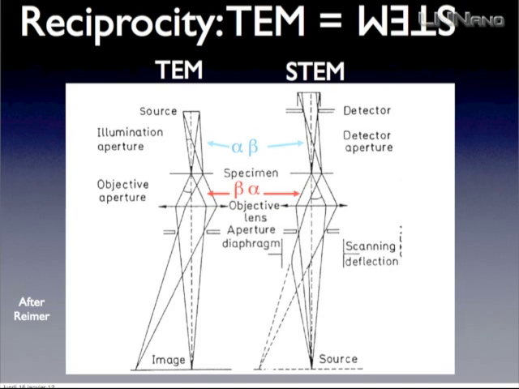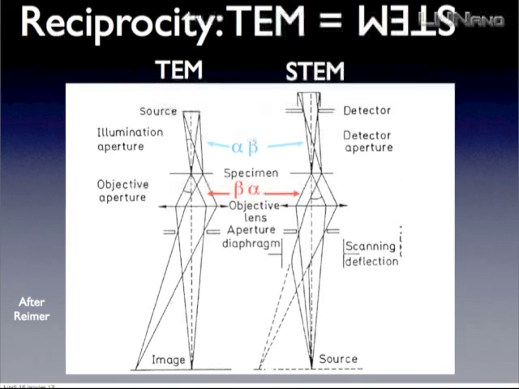Okay, so as you see, it's upside down. So this is the column from TEM. So you have a source, you send some parallel beam, okay, and when it hits the specimen, there is some diffraction of the beam that is recombined in some sense to form an image. And in STEM, it's exactly the other way around.